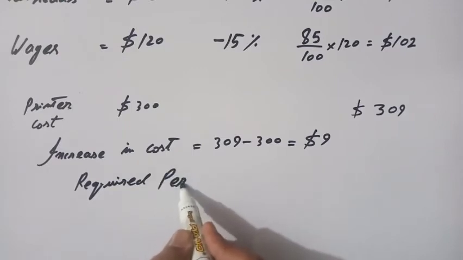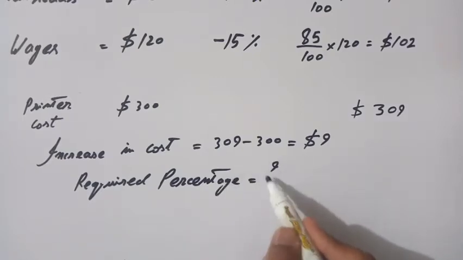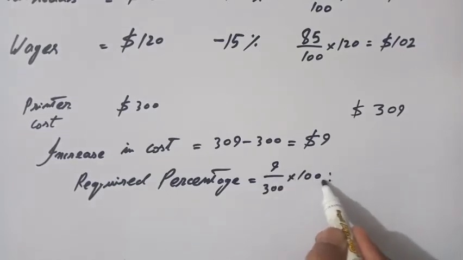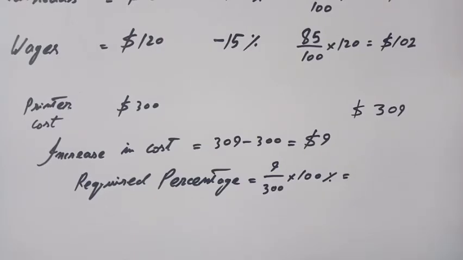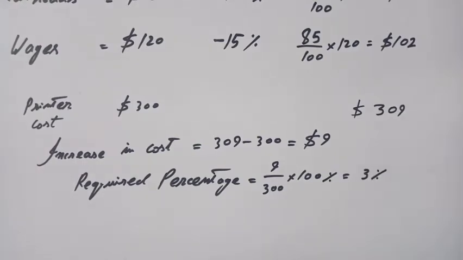Now the required percentage increase would be equal to 9 divided by the original cost, 300, multiplied by 100%. It would be 3%. Do cancellation where it is possible and then solve it. See, these two zeros are cancelable with this. This is 1 time, this is 3 times, so 3% is the result. Right? This way we have found the required percentage of increase in the cost.